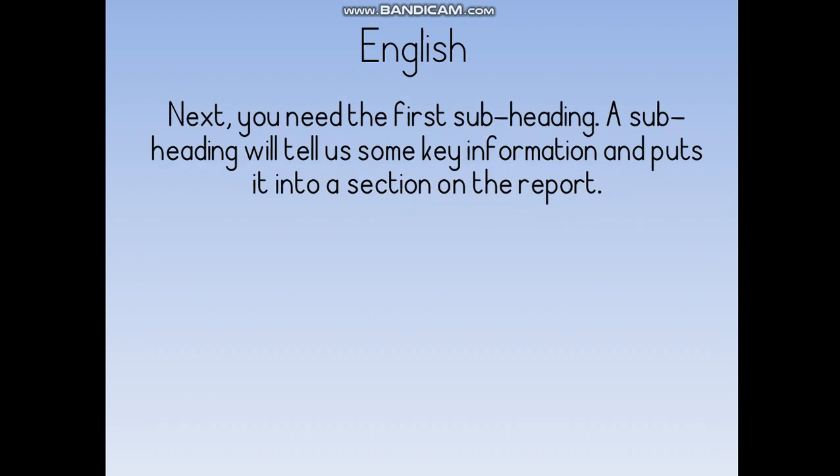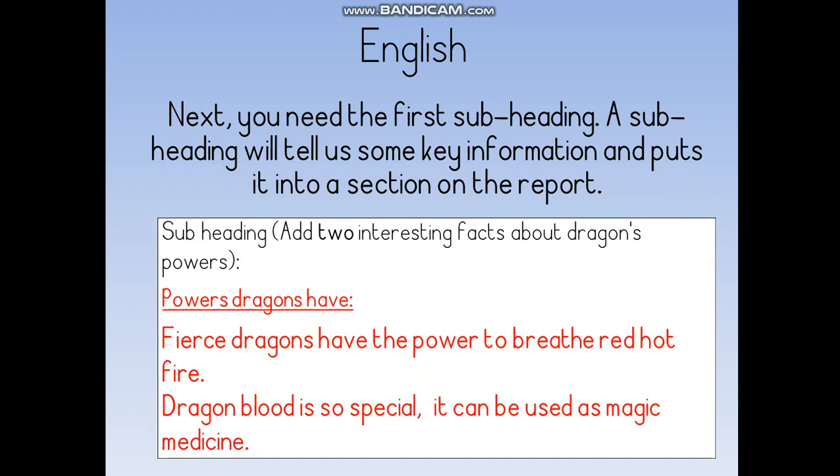Next, you need the first subheading. Now yesterday we looked at the 2 subheadings we're going to use in our report, and the subheading will tell us some key information and put it into a section on the report, so it focuses a bit more on that information that we're giving to the reader. So if you can remember from yesterday, our first subheading is powers dragons have. And again, we're going to add those 2 interesting facts that we used yesterday in this part of the report under this heading. So you can use yesterday's work to put this into your heading section.